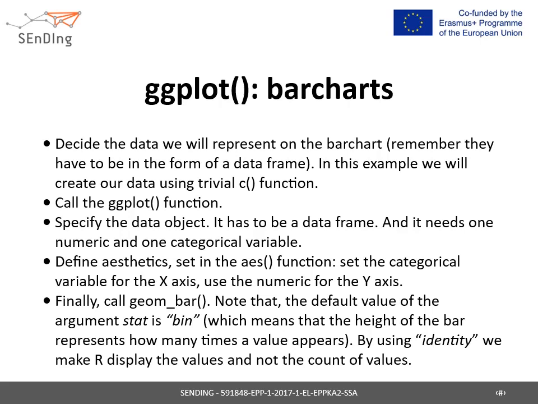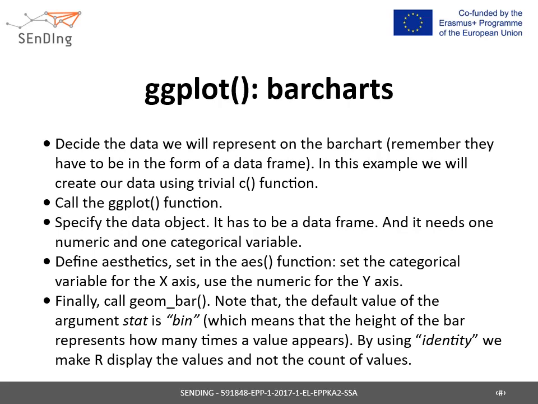2. Call the ggplot function. 3. Specify the data object. It has to be a data frame, and it needs one numeric and one categorical variable. 4. Define aesthetics. Set in the aes function. Set the categorical variable for the x-axis. Use a numeric for the y-axis. 5. Finally, call geom_bar. Note that the default value of the argument stat is bin, which means that the height of the bar represents how many times a value appears.